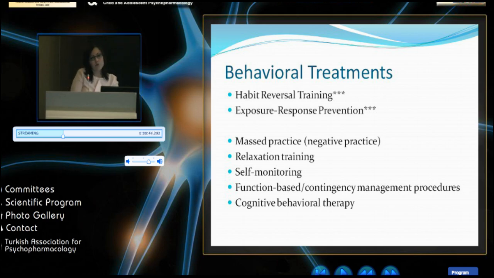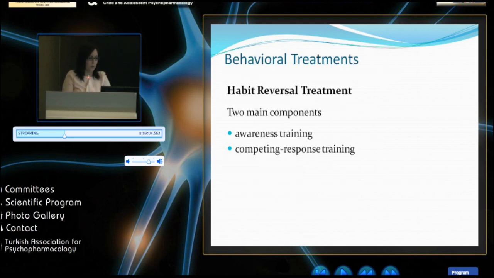The mass practice or negative practice was considered to be effective in the past. However, subsequent studies proved that these are not very effective. So the child is forced a little bit to do these tics very intensively, and they think that it's going to come to an end after a while, but it's not very effective at the moment.